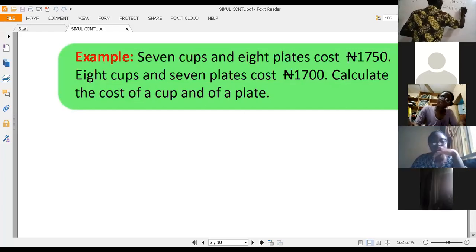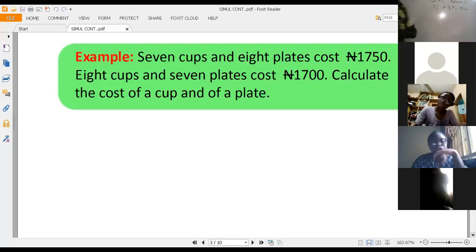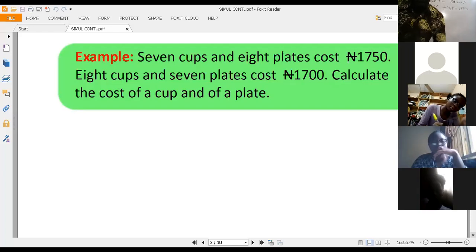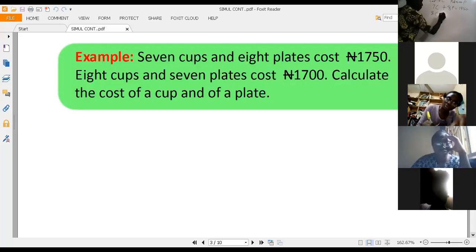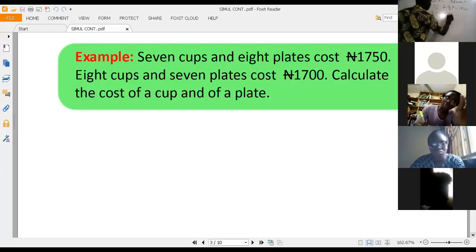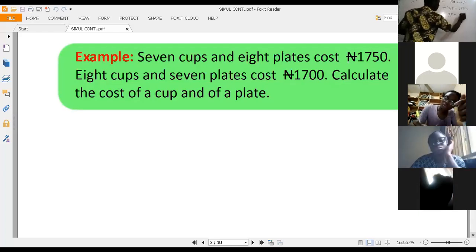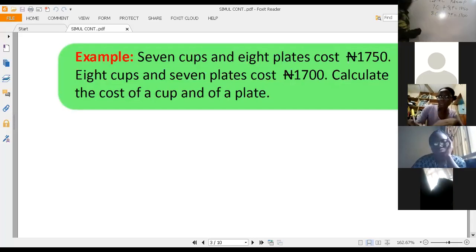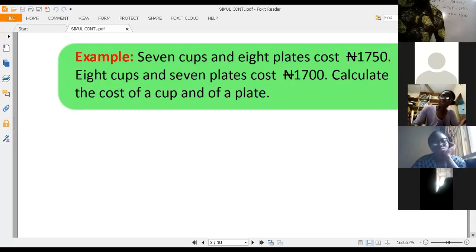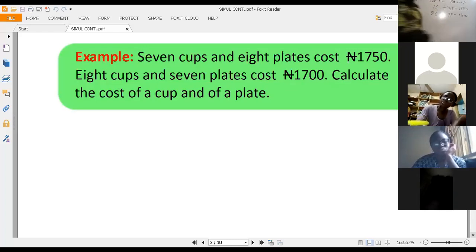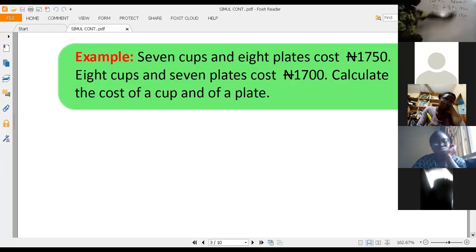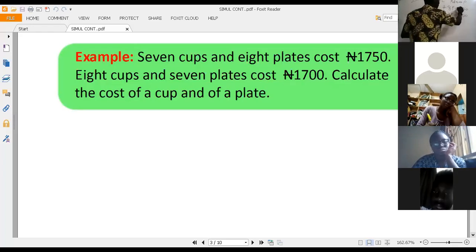Now, another piece of information is 8 cups plus 7 plates cost 1,700 naira. So we can write this as 8 cups plus 7 plates cost 1,700 naira. And the question says, calculate the cost of a cup and a plate. Invariably, you find your C to be a certain value, which will be in naira.